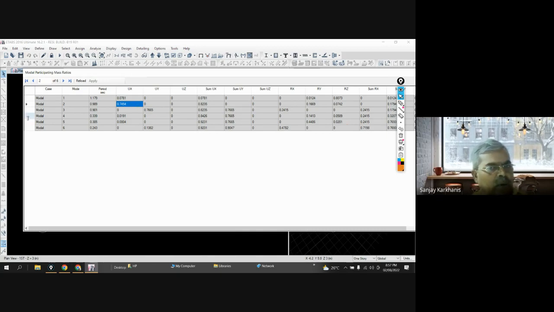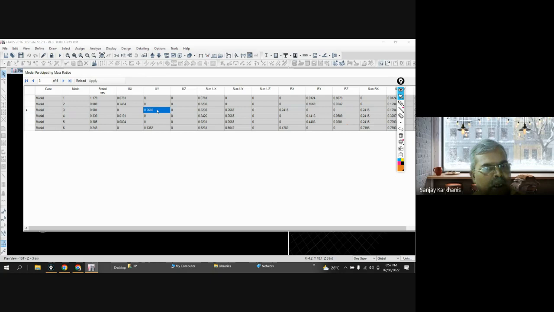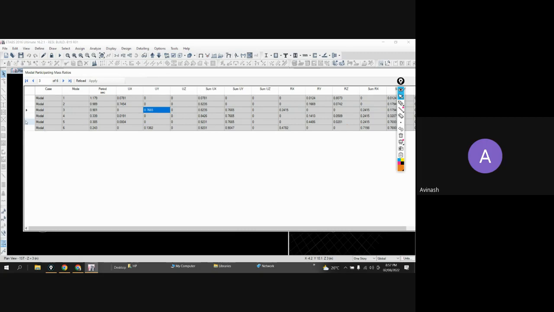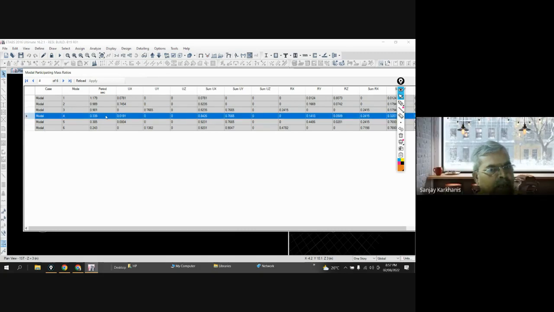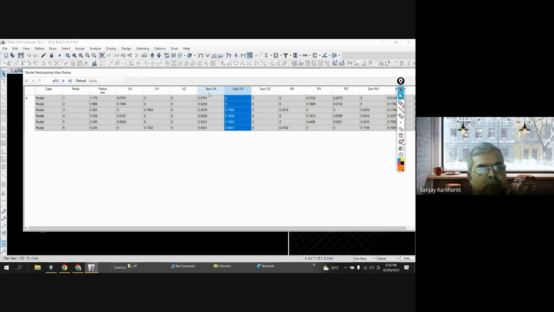Okay, let us see. Now in Y direction, if you are going for mode number 3, you are getting UY equal to 0.7665. Okay. Yes, sir. So in 4, you are getting 33.9%. No, that is your period, and this is 1.9%. Then mode number 5, mode number 6, you can correlate that. Now you have to check that 90% with sum UX and sum UY. Now sum UX means it is a summation of all masses up to that mode getting activated in X direction.